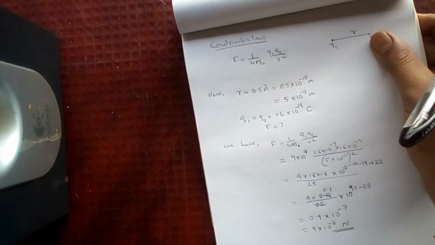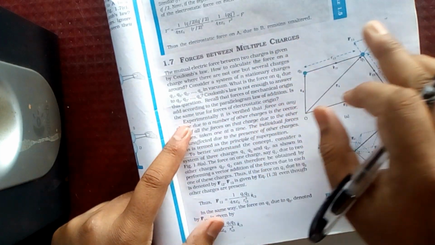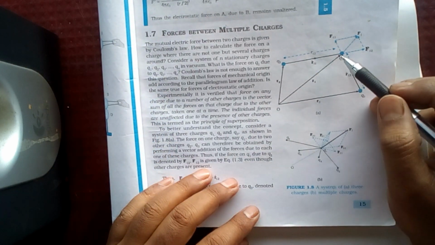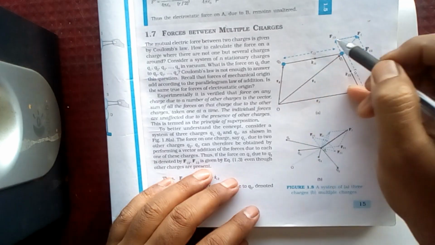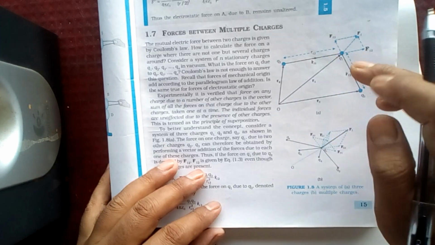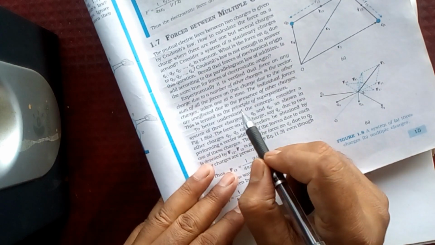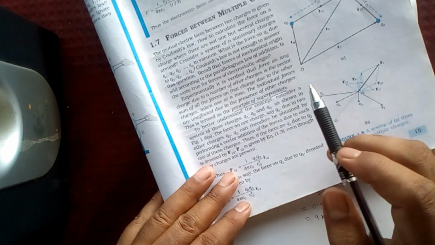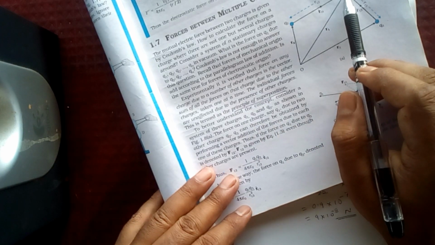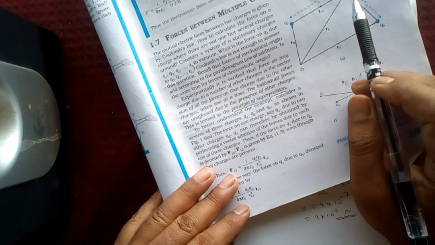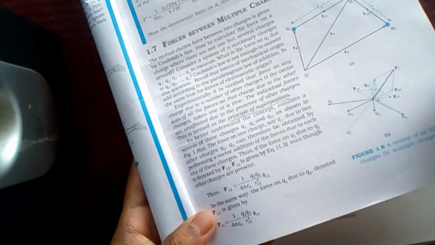So our next topic today is forces between multiple charges. That means what will be the total force on a charge if there are other charges nearby. In order to find that total force, we have to apply the principle of superposition. According to the principle of superposition, the total force on a charge is the vector sum, mind the word, vector sum, of the forces due to other charges. So let me explain this.